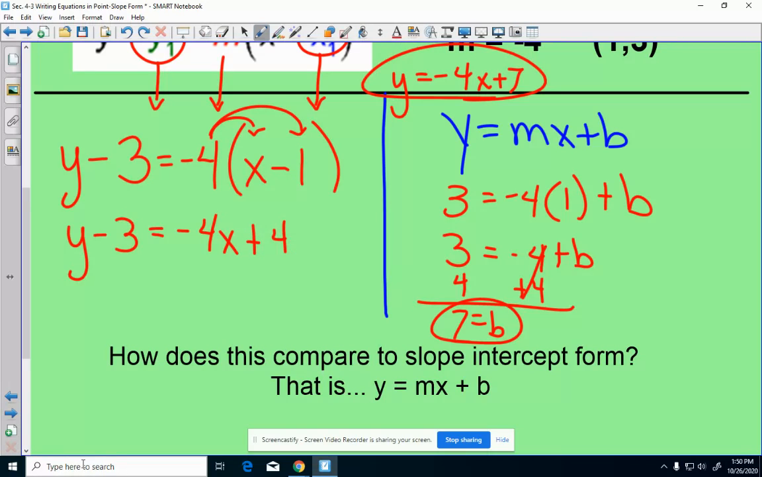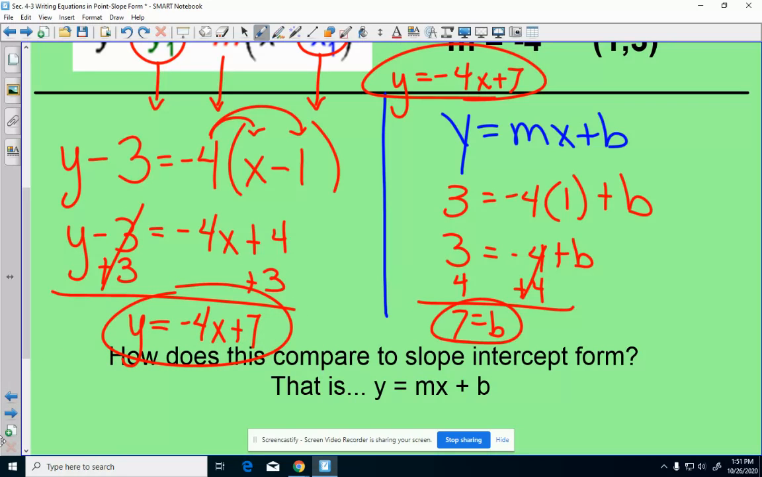And what do you think the last thing is? Get y by itself, so you'll move the 3 by adding it. So you'll add the 3 to the other side, and it will leave you with y equals negative 4x plus 7. Which is exactly what we said it was going to be, right? Over here on the right-hand side, we found that the y-intercept was going to be 7. We put the 2 pieces together. We got the equation y equals negative 4x plus 7.